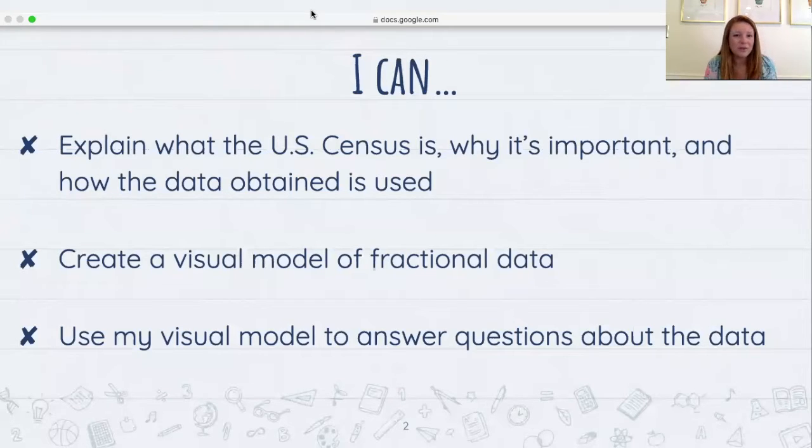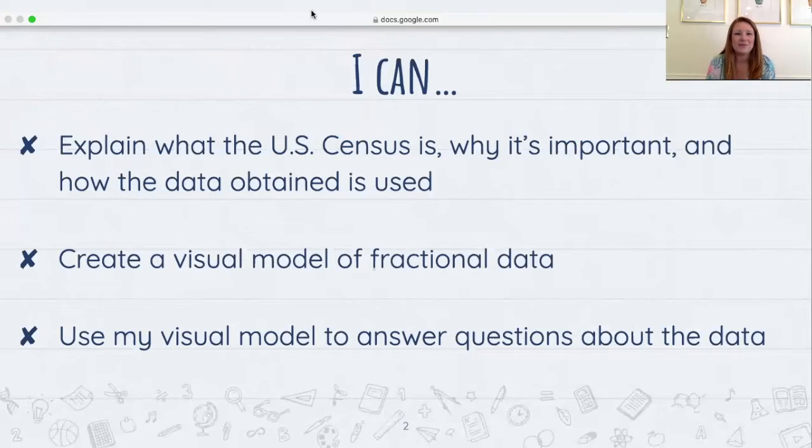And the US Census, some of you are like, what in the world is that, Ms. Manley? You may have heard of it on the TV. They've been talking about it a lot recently, and you may be wondering why it's even important. So for today, you are going to be watching a video to learn all about it, and that's going to give you some really important background into what it is and why we're talking about it today.